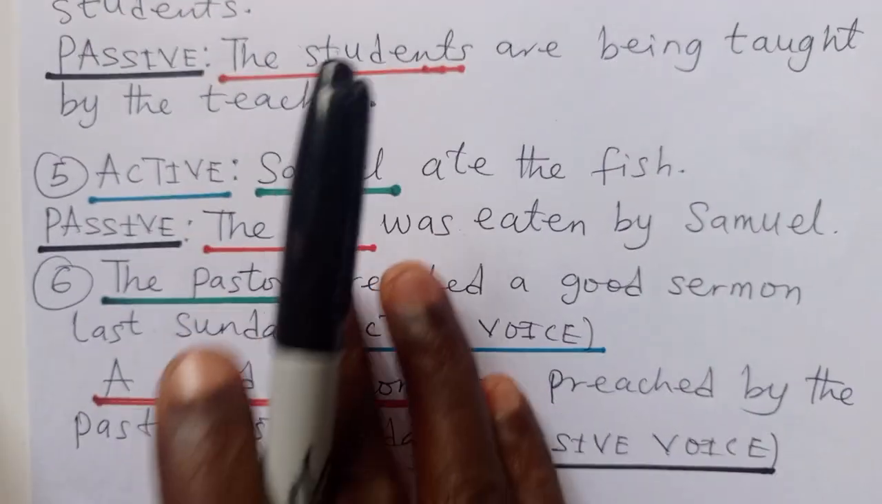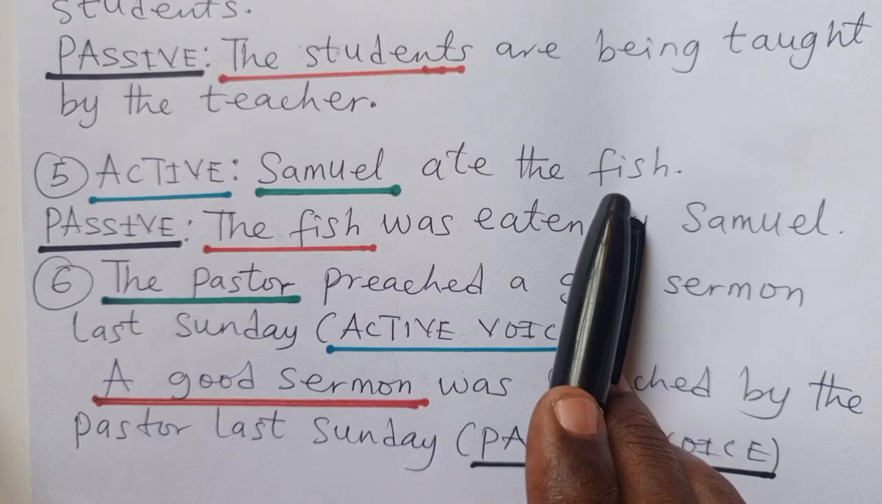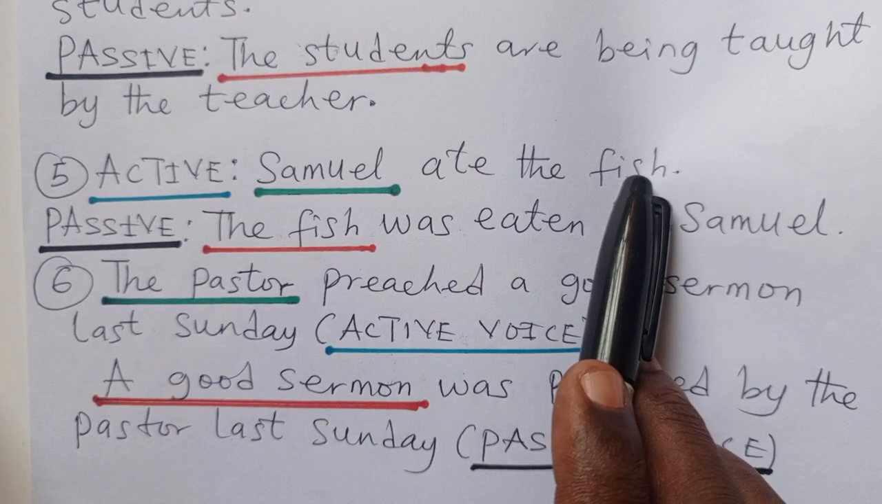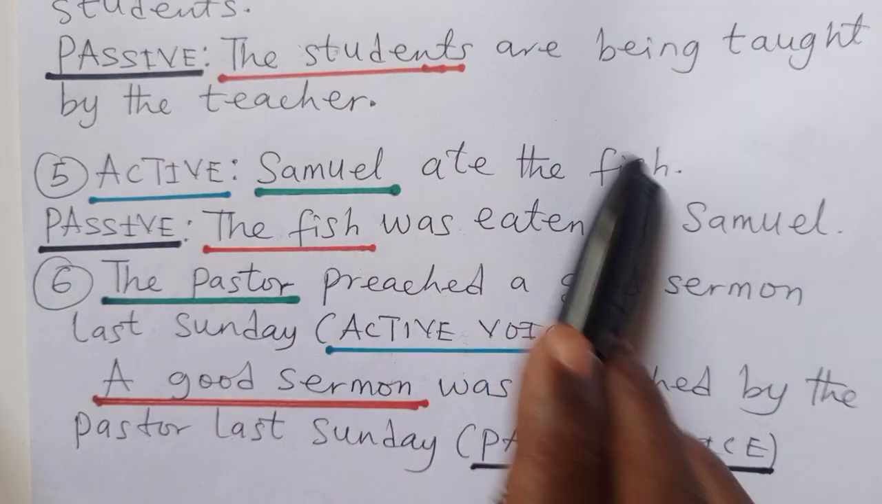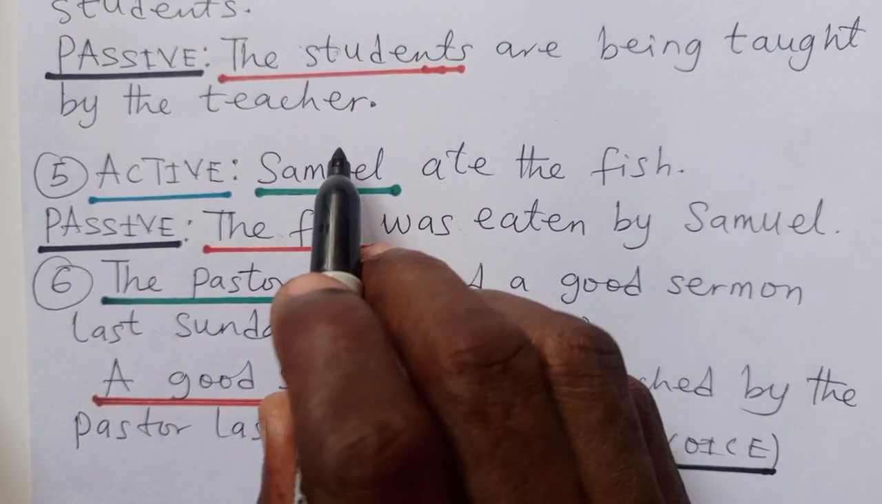Let's look at number 5. Number 5, Samuel ate the fish. That's the active voice. Then the passive voice is the fish was being eaten by what? By Samuel. You reverse it. It comes back. Okay? So active voice is moving from what?